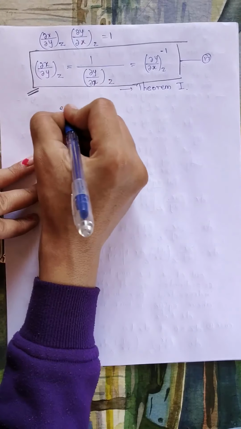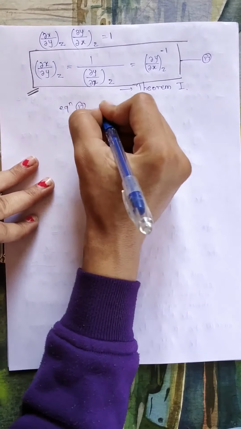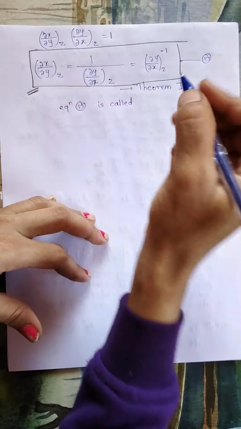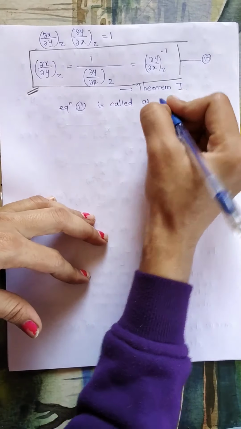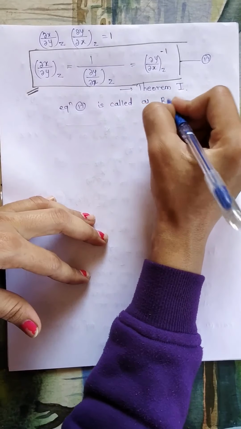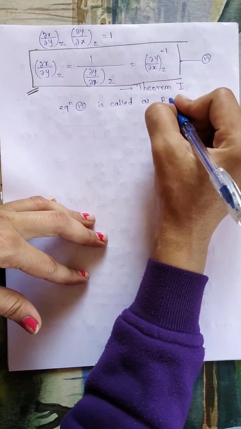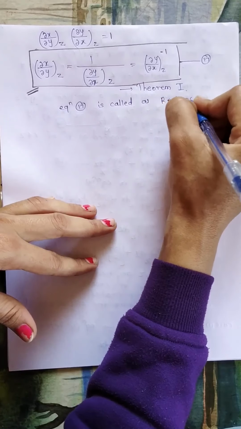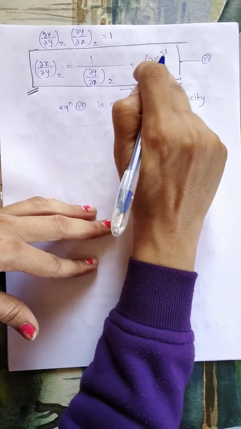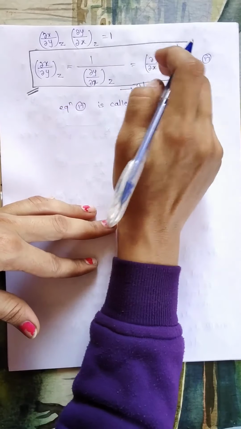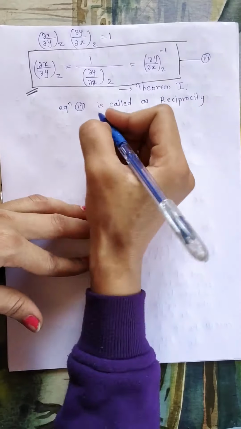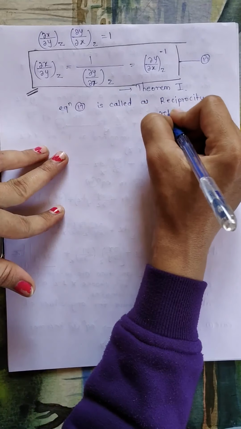So this equation 17 is called the reciprocity relation. Why is it called reciprocity? Because on the RHS, if you observe the term, there is the reciprocal of that term. Here there is 1 by this term, that is the reciprocal of this quantity. So this is known as the reciprocity relation.